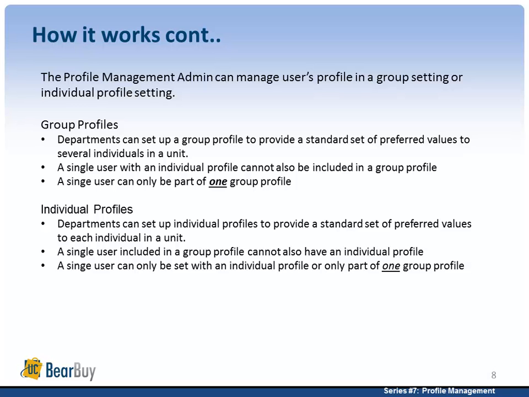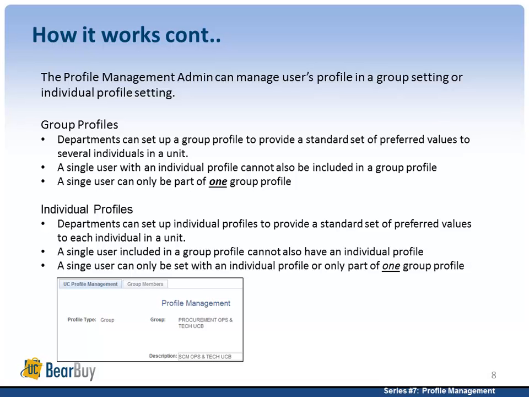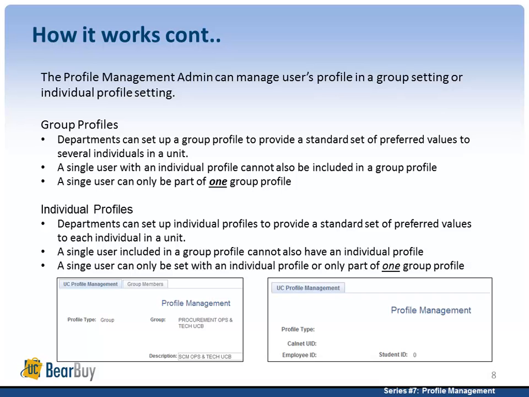So when looking at the tool, this is how a group profile will look when you need to set it up or update it. There will be a UC Profile Management tab on the top and a Group Members tab right next to it. Individual profiles look quite similar. The only difference is that there is no Group Members tab, and the individual's associated CalNet, employee, or student ID will populate in the front page.